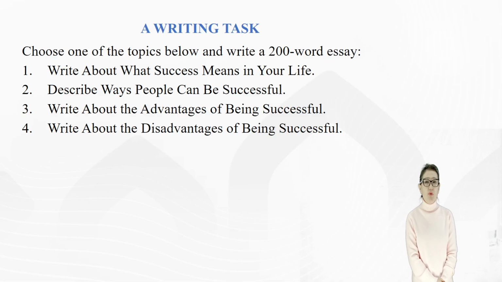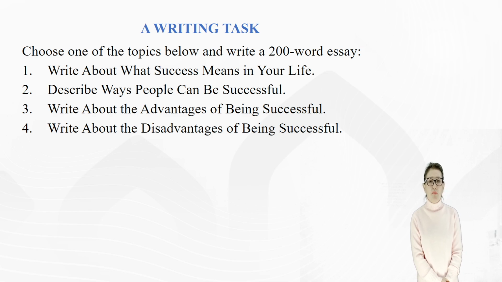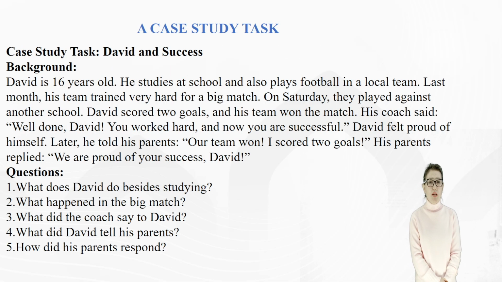On this slide, you can see this writing task about success. Choose one of the topics below and write a 200 word essay. First, write about what success means in your life. Second, describe ways people can be successful. 3, write about the advantages of being successful. 4, write about the disadvantages of being successful. Here are the case study tasks on the topic success.